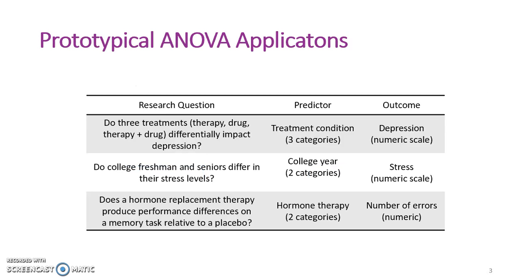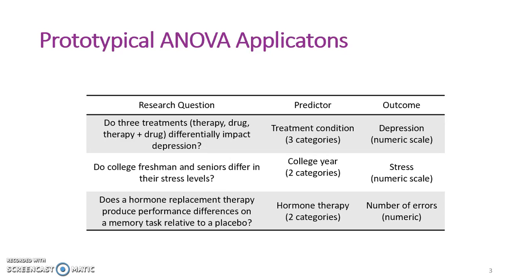Some prototypical ANOVA applications: we do see ANOVA used pretty commonly in certain types of social sciences research areas. So, some appropriate research questions that could be answered with ANOVA. One example would be, do three treatments, a therapy, a drug, or a combination of therapy and drug, differentially impact depression? In this case, the predictor would be a treatment condition that would have the three categories, and the outcome would be a depression numeric scale.